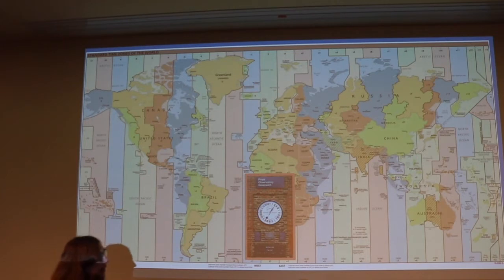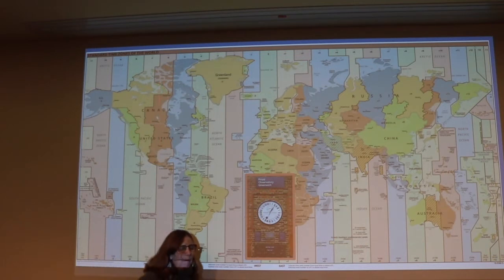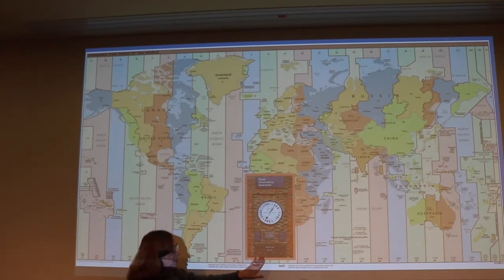So let's just play a game. If it was noon in England, what time would it be here? 11, 10, 9, 8, 7, 6. It would be 6 a.m. in Bolingbrook. So something to remember, you'll hear Greenwich Mean Time from time to time, and that just means the official clock for the world.